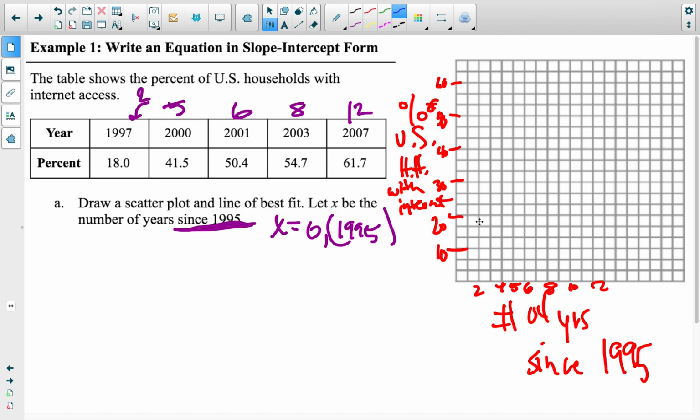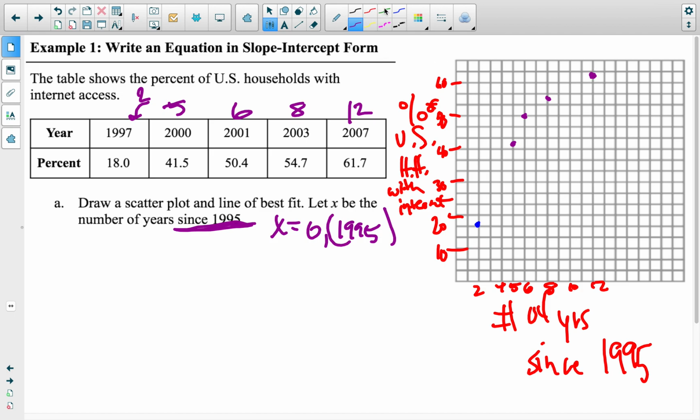So 2, 18 would be approximately right there. 4, 41.5, approximately right there. 5, 41.5, approximately right there. Oh, I messed it up again. Okay. And then if we go over to 6, we are up about 50.4. 8, we are at approximately 54.7, roughly there. This is a rough sketch. And then up at 12, we are into the 60s.